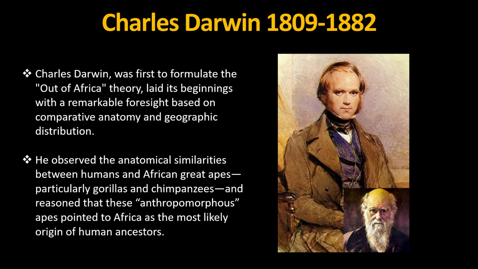Charles Darwin was first to formulate the out of Africa theory, laying its beginnings with a remarkable foresight based on comparative anatomy and geographic distribution. He observed the anatomical similarities between humans and African great apes, particularly gorillas and chimpanzees, and reasoned that these anthropomorphous apes pointed to Africa as the most likely origin of human ancestors.